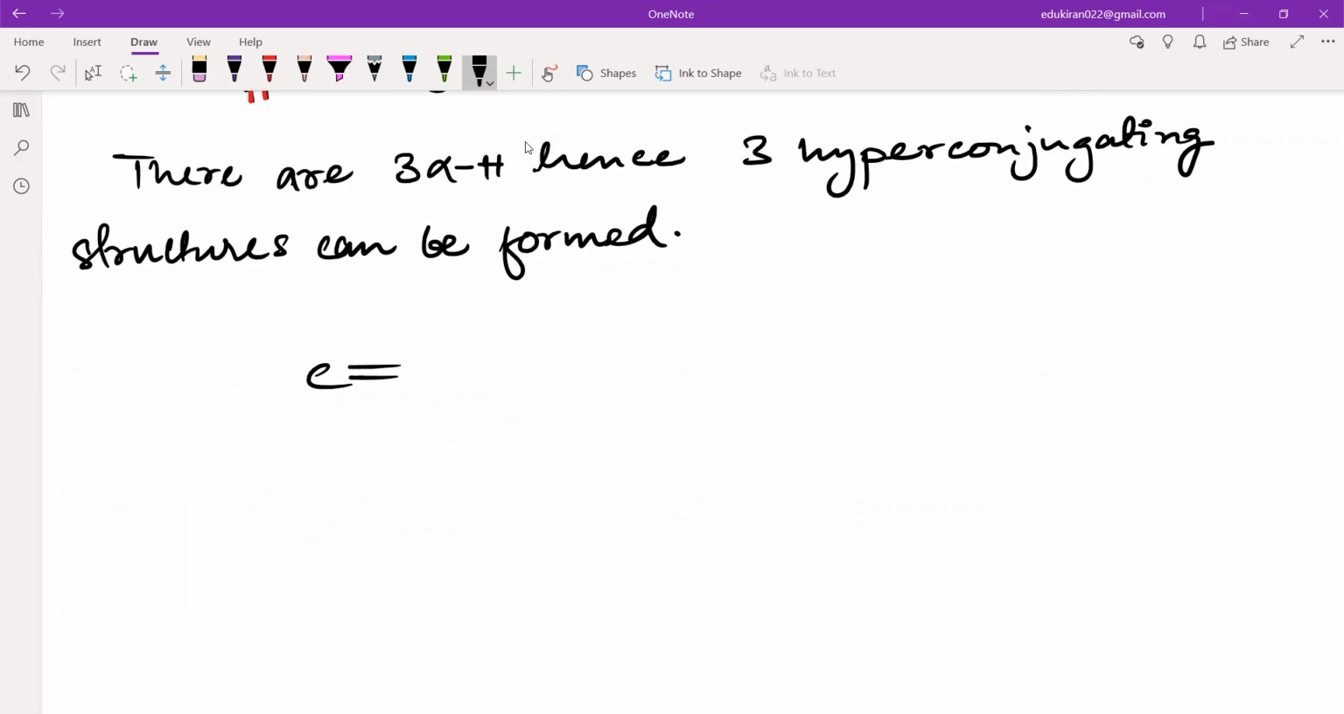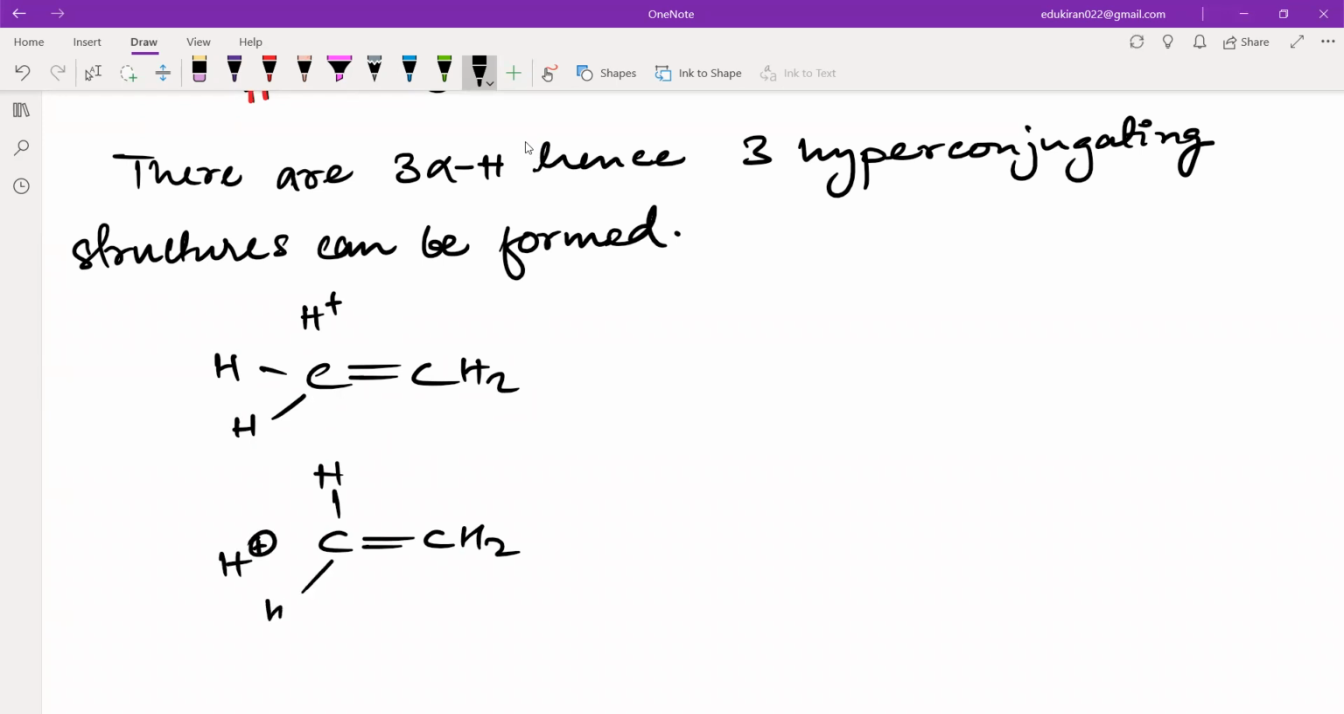carbon double bond carbon, H2. So sometimes H plus, and these will be bonded with carbon. Sometimes carbon will have a bond with hydrogen here like this. This will be C double bond H2, and this hydrogen will be giving the electrons. And sometimes this carbon and hydrogen will form a bond, and the hydrogen which was here will be giving up its electron to form the pi bond with the adjacent carbon atom. Okay, so these are the hyperconjugating structures.